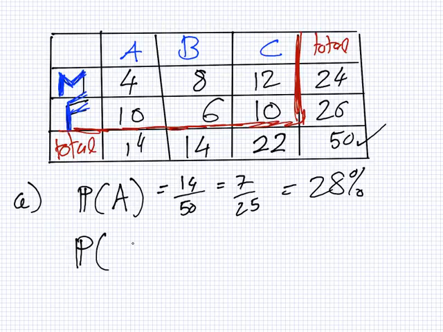Try this one. In this class, when you pick someone at random, the probability that they'll be female. So, what's this one then? Part B.